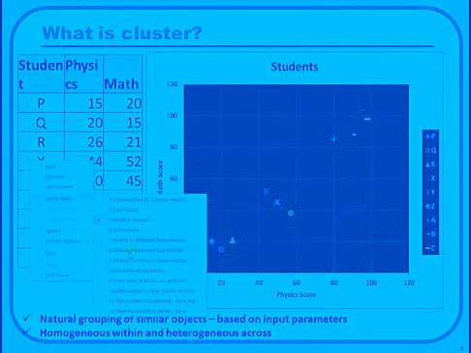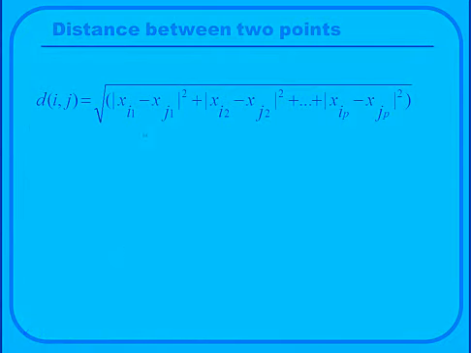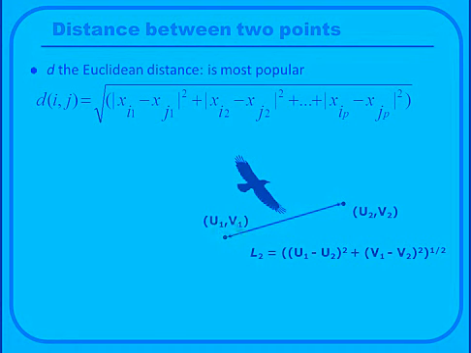So the distance: how do you calculate distance between 2 points? This is the formula. If you have p parameters, it's xi1 minus xj1, where i is the first object and j is the second object, plus xi2 minus xj2, and you take the square of all of them, and then take the square root. That's what is called Euclidean distance. It is the most popular. If you had just two parameters, u and v, then u1 minus u2 whole square, plus v1 minus v2 whole square, and the square root of that will give you the distance. It is a straight line distance.